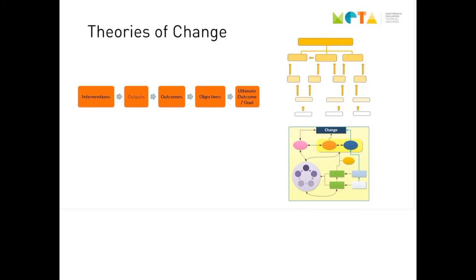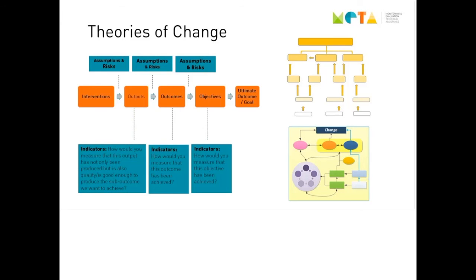But theories of change can also be more complex as those on the right-hand side. They aren't necessarily linear. Theories of change diagrams explicitly illustrate the causal pathways between activities, outputs, outcomes, and objectives. The process of developing a theory of change is really useful in helping to make sure that the causal relationships between your activities, your outputs, your outcomes, your objectives, and that causal pathway, is really logical.